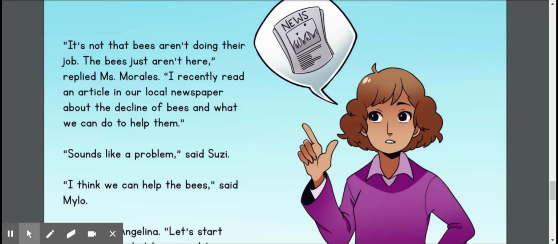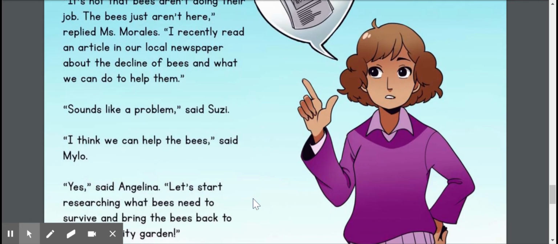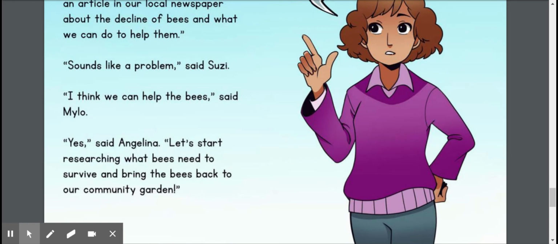I recently read an article in our local newspaper about the decline of bees and what we can do to help them. Sounds like a problem, Susie said. I think that we can help the bees, Milo said. Yes, Angelina said. Let's start researching what bees need to survive and bring the bees back to our community garden.